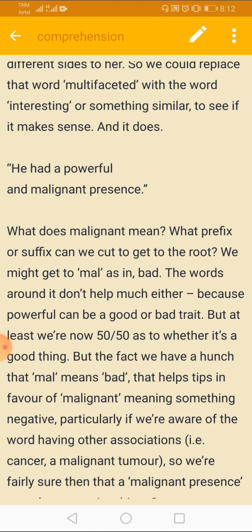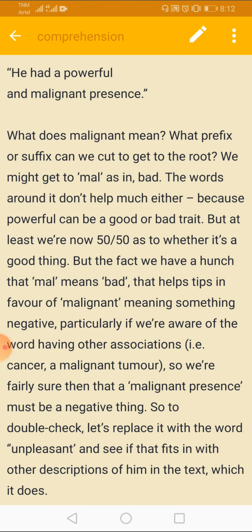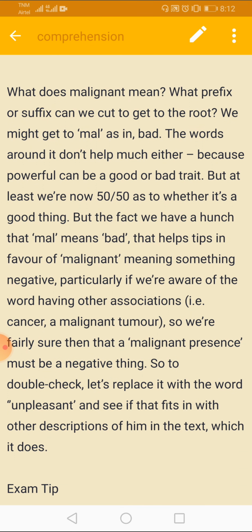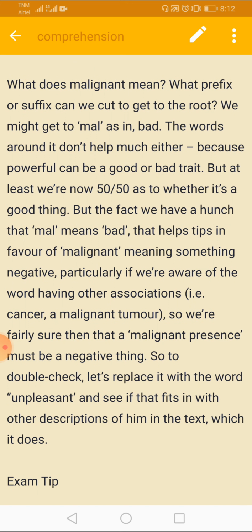What does malignant mean? What prefix or suffix can we cut to get to the root? We might get to mal, as in bad. The words around it don't help much either, because powerful can be a good or bad trait. But at least we're now 50-50 as to whether it's a good thing. But the fact that we know that mal means bad helps tip it in favor of malignant meaning something negative, particularly if we're aware of the word having other associations.